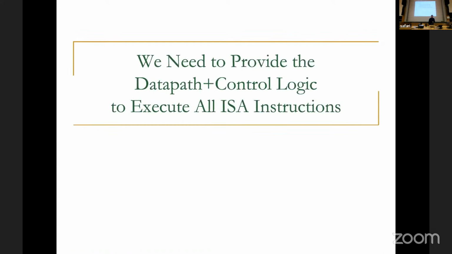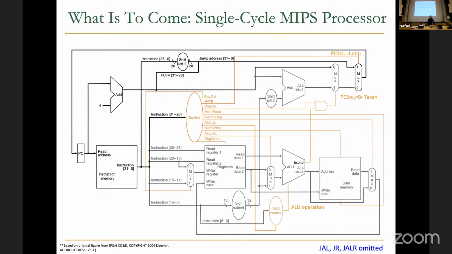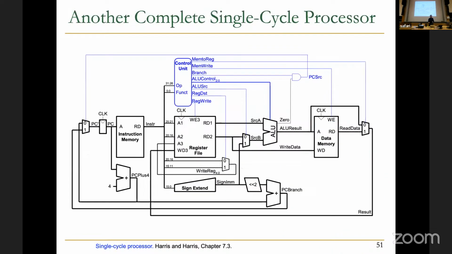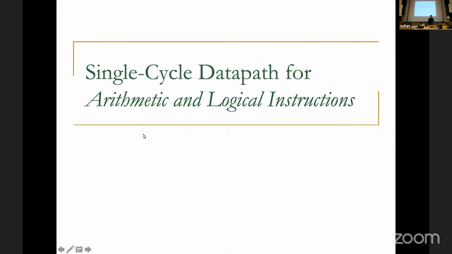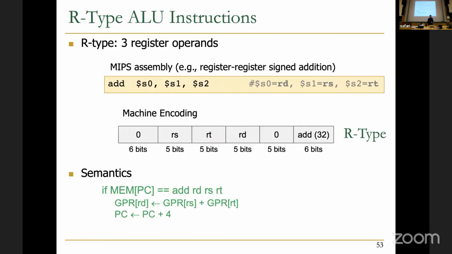Okay. So basically, in order to design a microarchitecture, you need to provide the data path and control logic to execute all ISA instructions. So what is to come? We're going to build up to this, basically. It looks complicated, but it's really not complicated. And this is the other complete single cycle processor from your book. So we're going to start with a single cycle data path for arithmetic and logical instructions. So let's start, and then we're going to take a break.